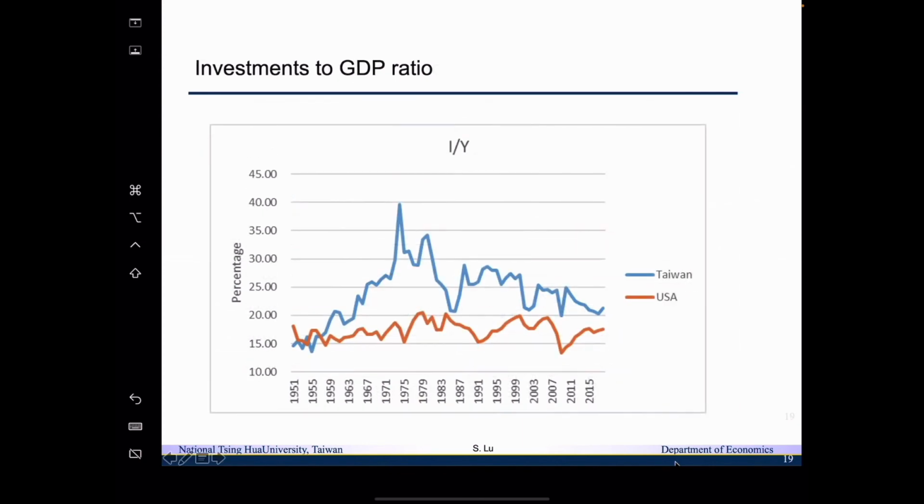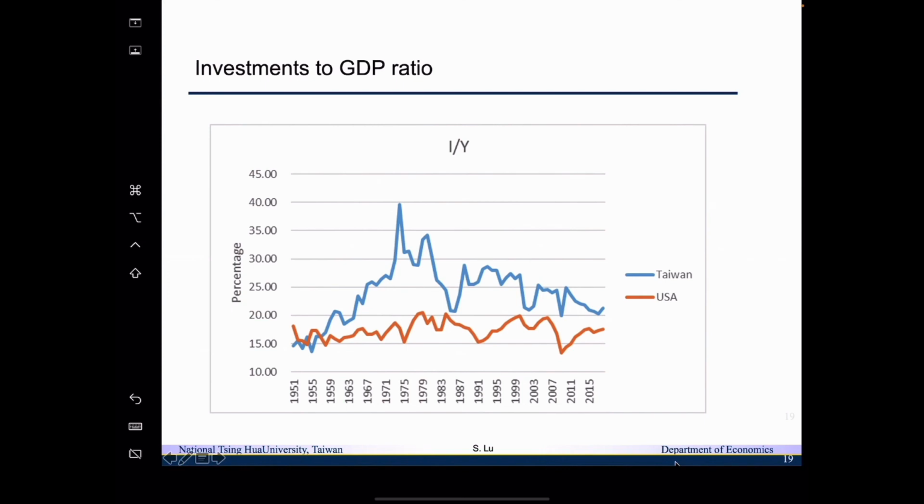How about the investment to GDP ratio? It turned out that the investment to GDP ratio in Taiwan is much higher than in the US. In the US, it's fluctuating between 15% to 20%. For Taiwan, in the earlier period the consumption ratio is high, so the investment to GDP ratio turned out to be low, but then it gradually increased from the 1950s to the late 1970s. Even though there is some pattern of fall, it fluctuates around 25% in the 1980s to the 1990s and to the early 2000s.